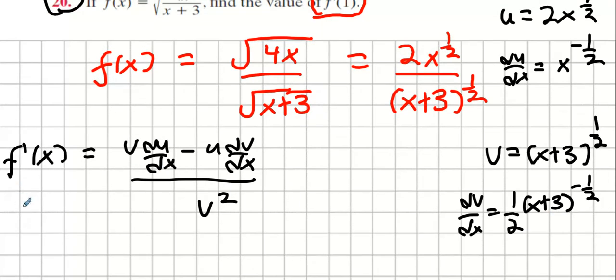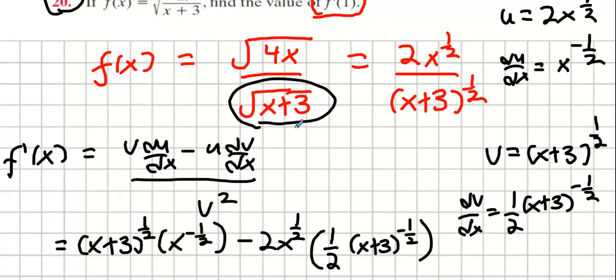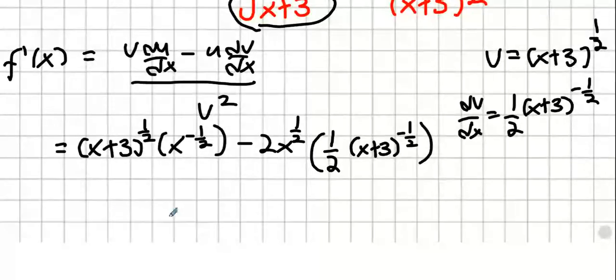Now I go down and I write out the full formula here. It's going to be x plus 3 to the power of a half, and then it's du dx, which is x to the power of minus a half. Then it's u, which is 2x to the power of a half. Then it's the dv dx, which is a half x plus 3 to the power of minus a half. Ouch. And then all over V squared. V squared is just squaring a square root, isn't it? It's squaring root x plus 3, so the bottom will just be x plus 3.